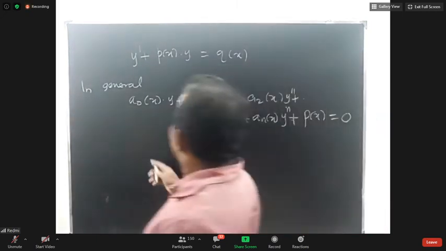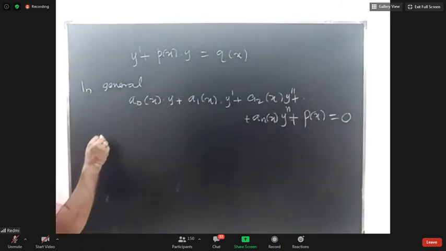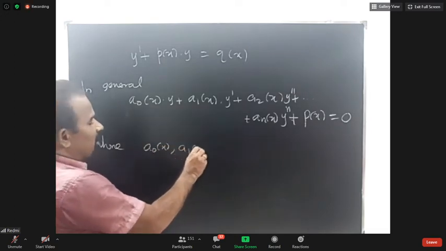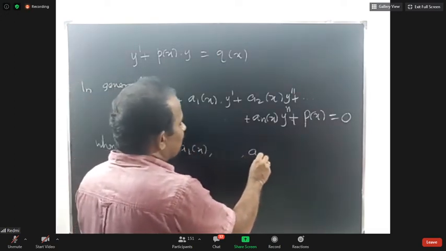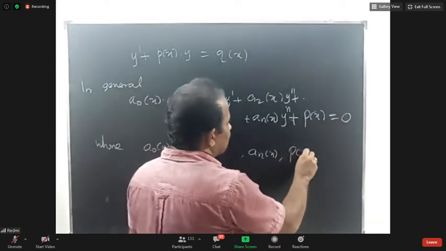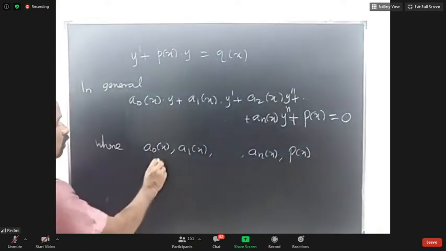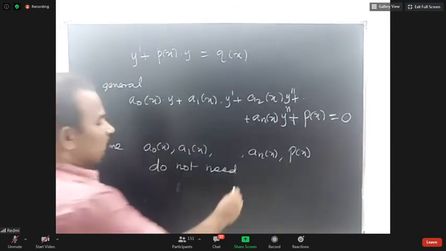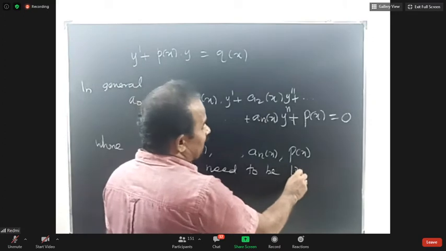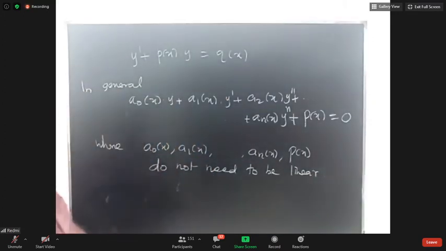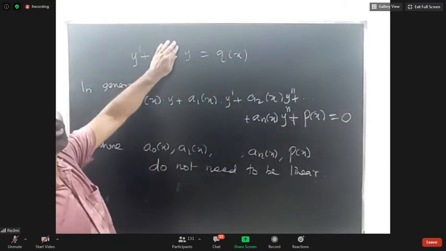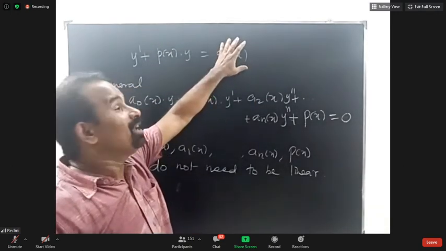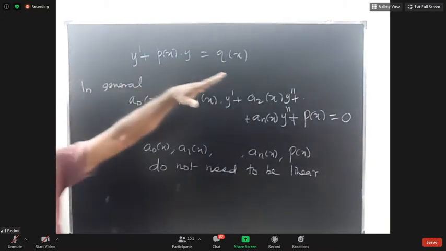Here, a0(x), this is most important. This a0(x), a1(x), etc., an(x), comma p(x), do not need to be linear. That is most important. Here, maybe x square plus 1 or something like that, here x^4 plus x^5 or something like that. But again, we can say that this is a linear equation.